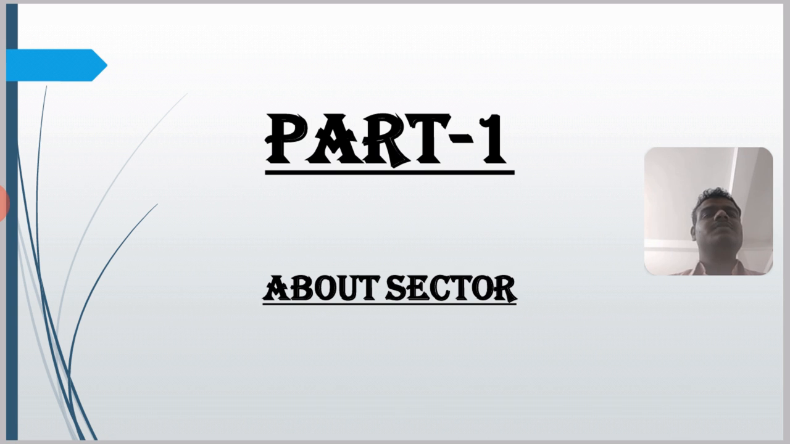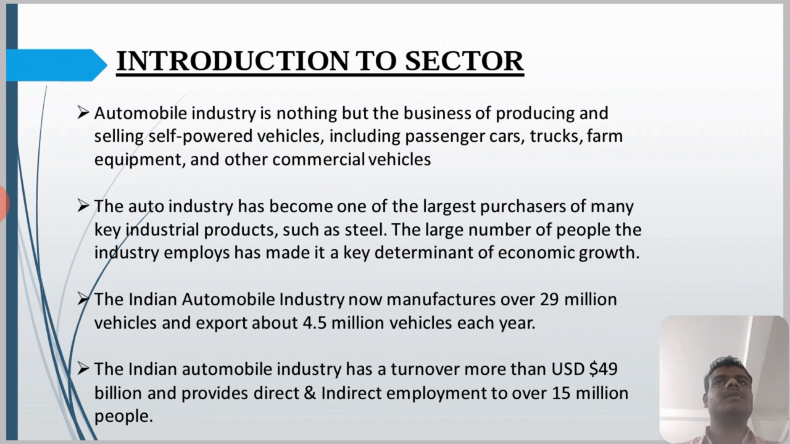In part 1, we will see the automobile sector analysis. Introduction to the sector. All those companies and activities involved in the manufacturing of motor vehicles, including most components such as engines and bodies, but excluding tires, batteries and fuels, all come under the automobile sector. The auto industry has become one of the largest purchasers of many key industry products such as steel. The large number of people the industry employs has made it a key determinant of economic growth.